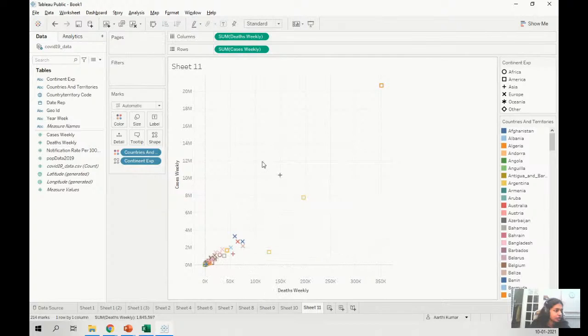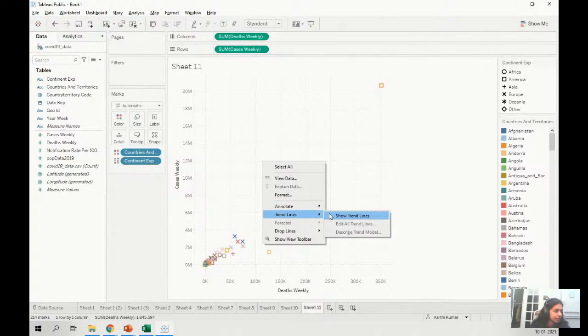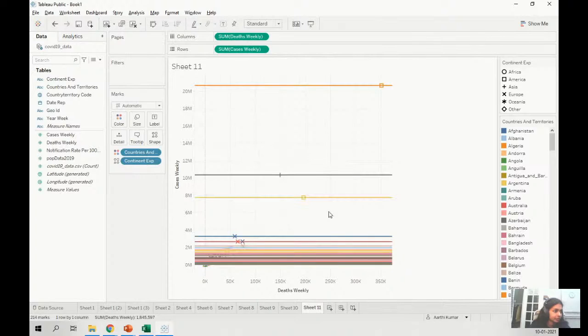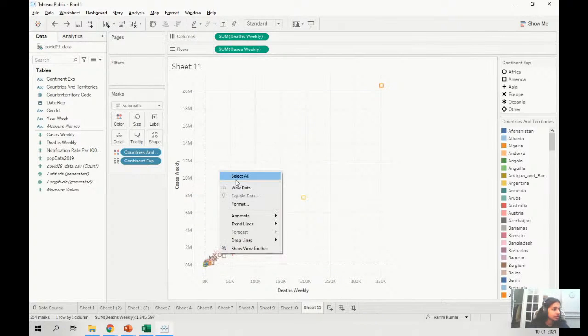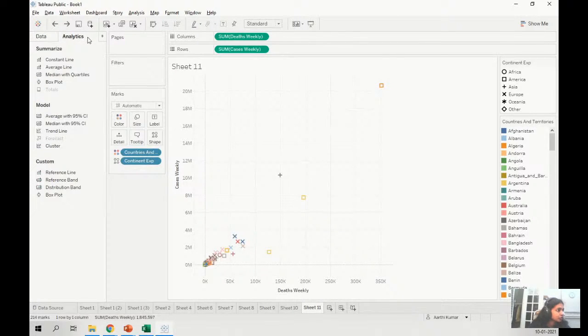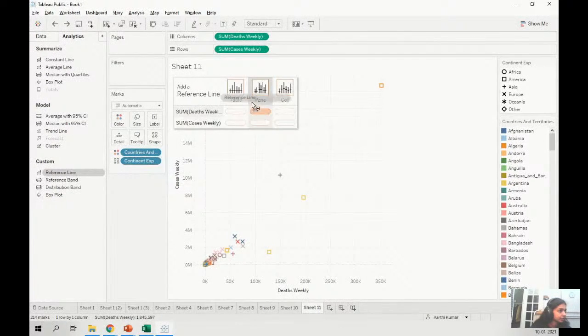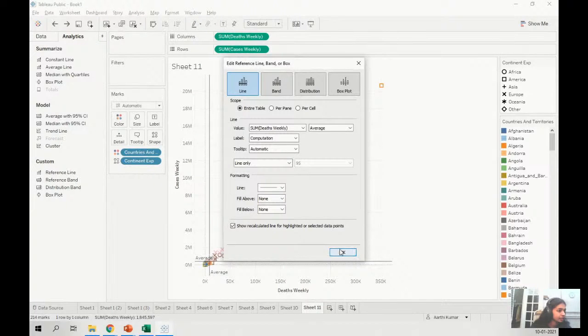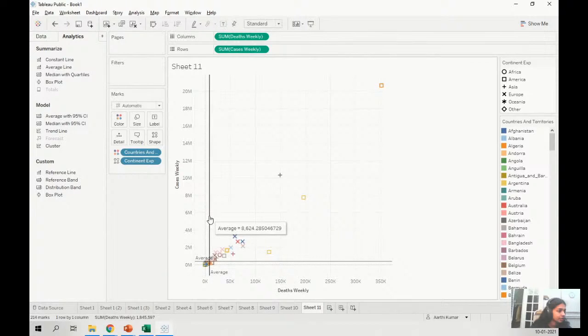So if you want to add a trend line, I'm going to right click trend line. Oh, sorry. So if you look at it, there is a correlation. If you draw a line on this, there is a correlation. So what you can do here is we can add a reference line, right? This reference line is the average number of death and average number of cases, right? So you have some on this side and some on this side.